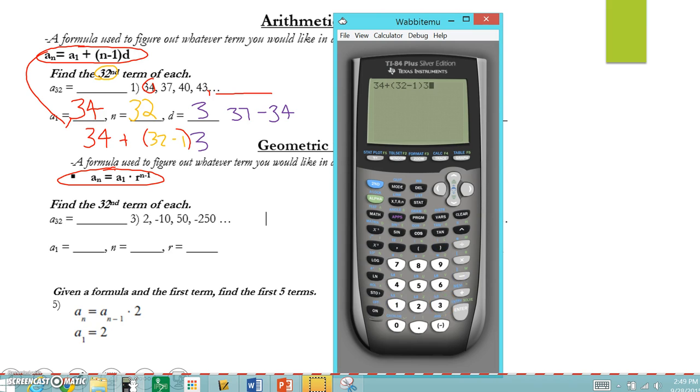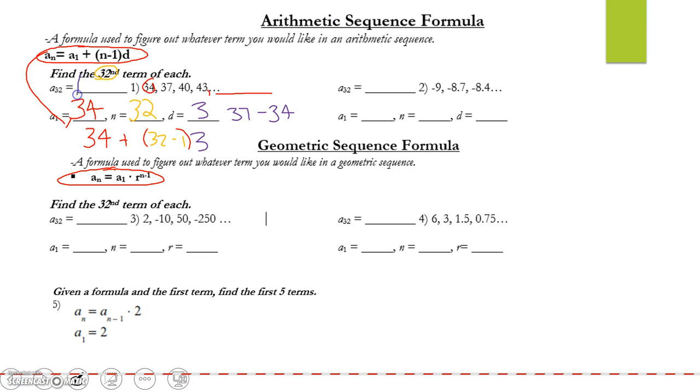And if your common difference was a negative, make sure that you use the negative, not the minus sign. I get 127. So if I had continued this pattern out, I would have gotten 127.